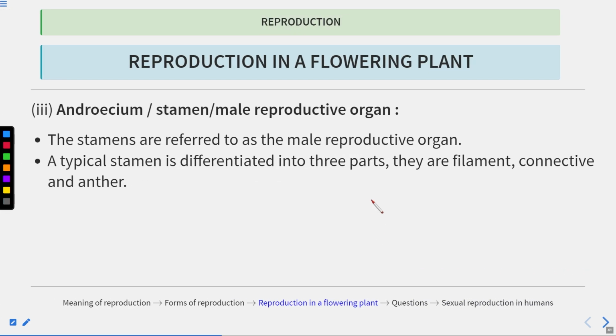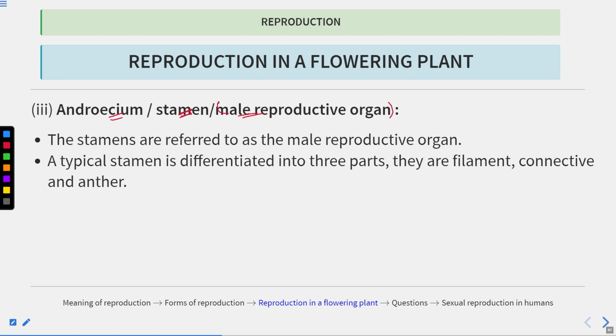Now next is the Androecium. So the whorl inner to the corolla is known as the Androecium. It can also be called the stamen, or the male reproductive organ. So Androecium consists of the stamen and is also known as the male reproductive organ of the flower. Now what is the stamen made up of? It is made up of filament and the anther.